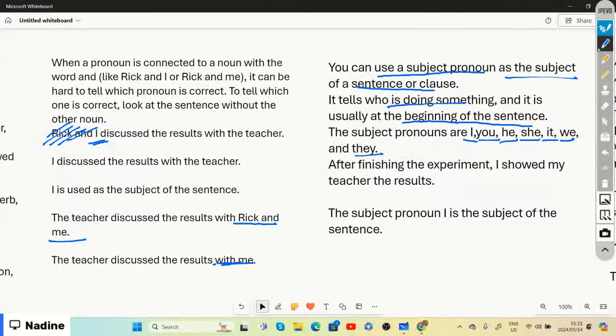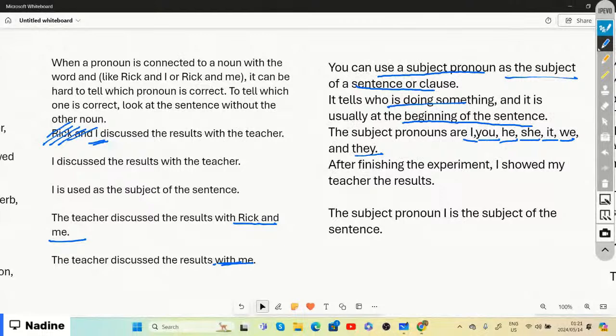I am going to the shop. You are writing a story. He is playing with his ball. She is doing ballet dancing or going for ballet classes. It is rolling in the sand. We are going to the mall. They are walking to school, right? Those are all subject pronouns, and they tell us who is doing something. It can be I, you, he, she, it, we, or they, and that is usually at the beginning of a sentence.